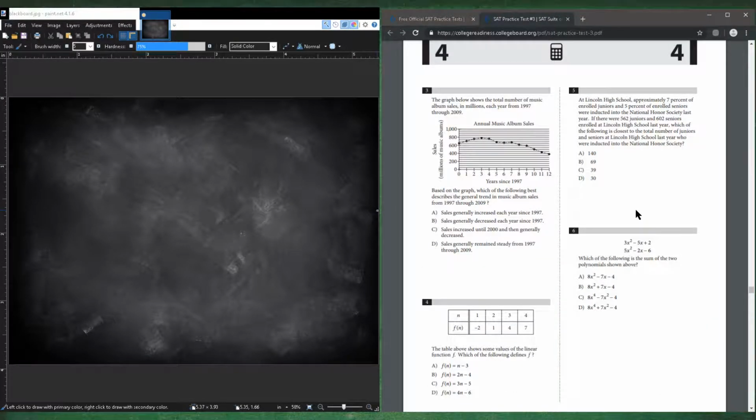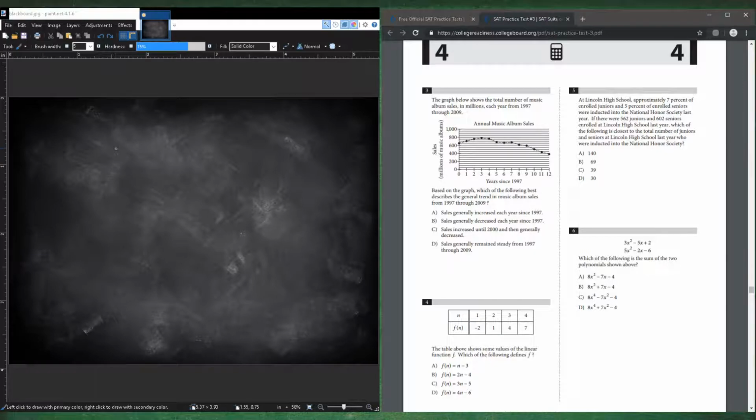Question 5. At Lincoln High School, approximately 7% of the enrolled juniors and 5% of enrolled seniors were inducted into National Honor Society last year. If there were 562 juniors and 602 seniors enrolled at Lincoln High School last year, which of the following is closest to the total amount of juniors and seniors at the high school last year who were inducted into the National Honor Society?